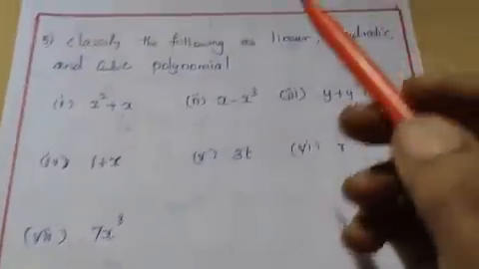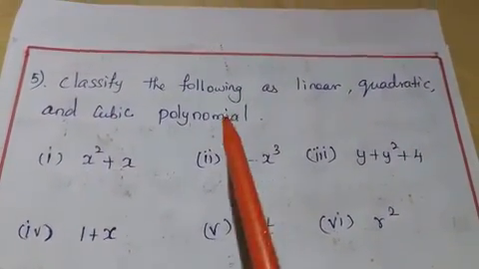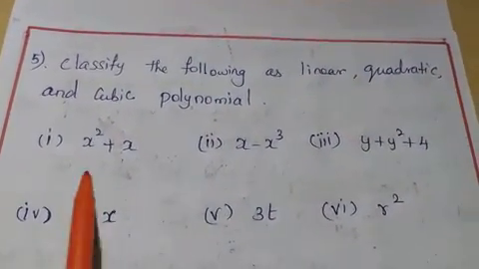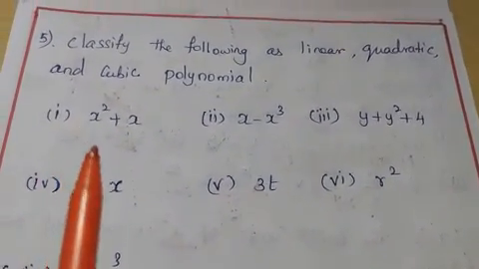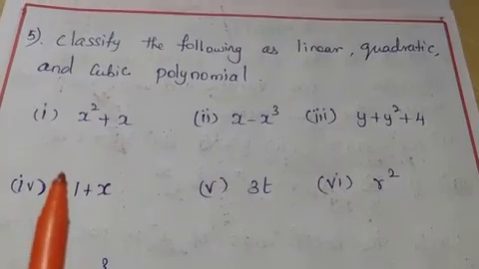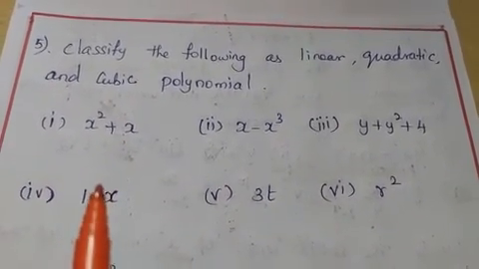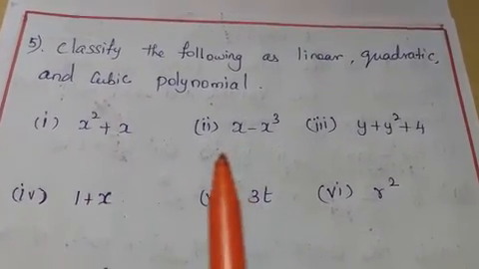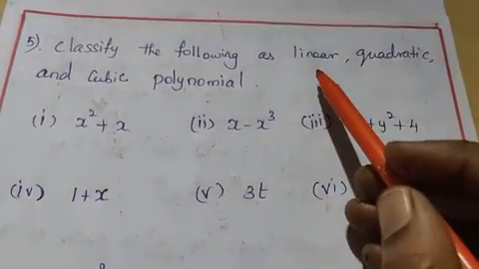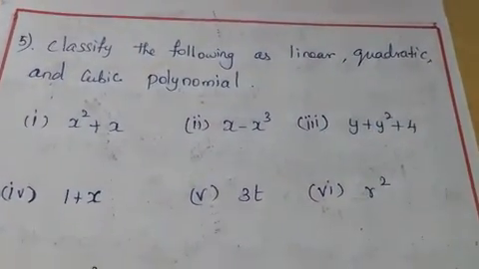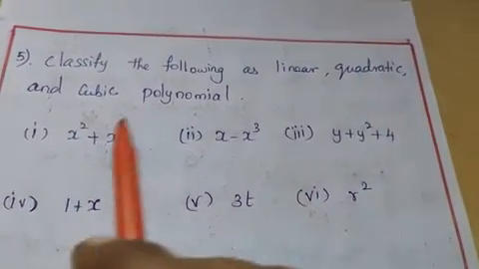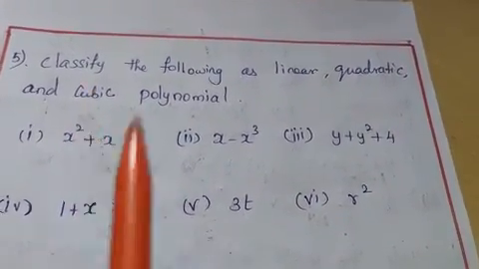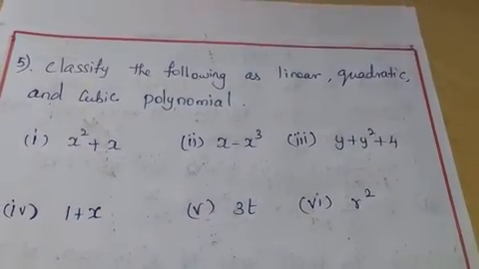Now come to question number 5. Classify the following as linear, quadratic and cubic polynomial. We have to check the terms and classify whether it is a linear polynomial, quadratic polynomial or cubic polynomial. You know that linear means the degree value is 1, if the degree value is 2 then it is quadratic, and if the degree value is 3 then it is cubic. First we have to find out the degree.